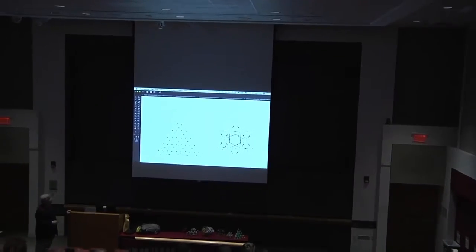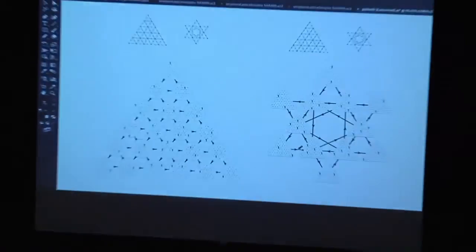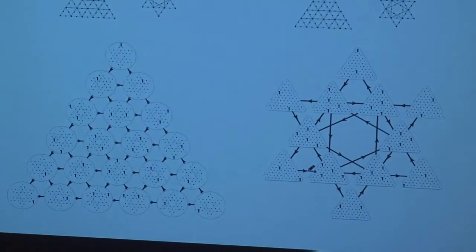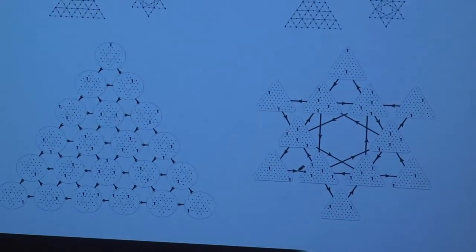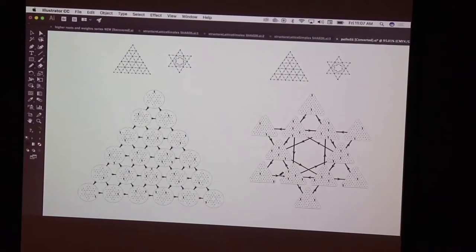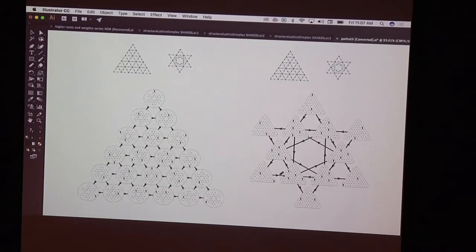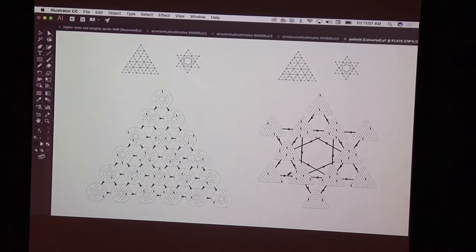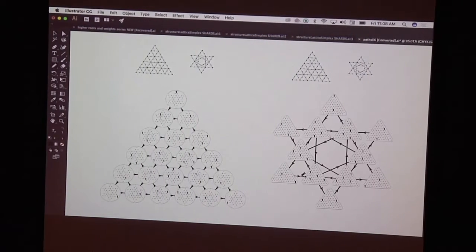Do you see there, you can see the graph A_N. For what size is it? It's, can you see the edge is 5, right? The edge of the triangle is 5. So that is A_N at level 5.